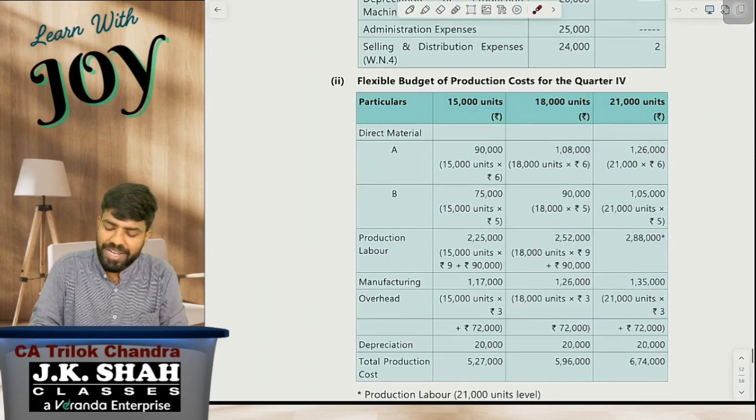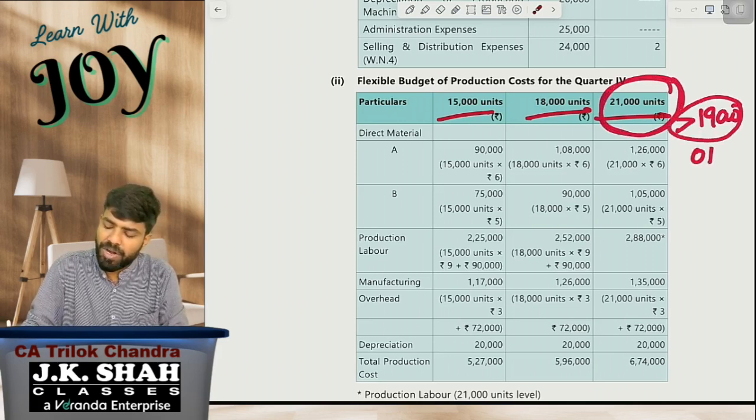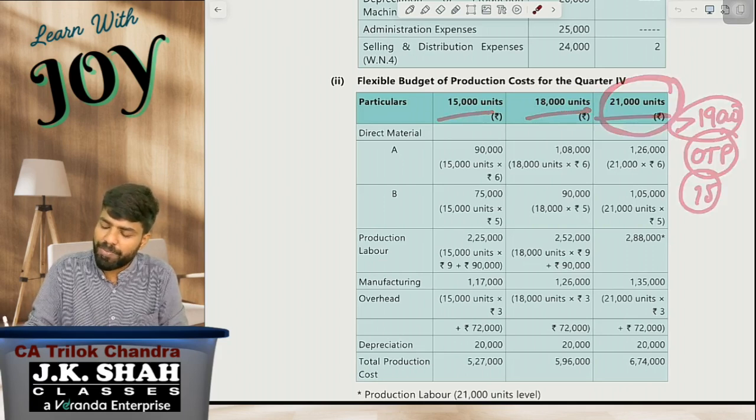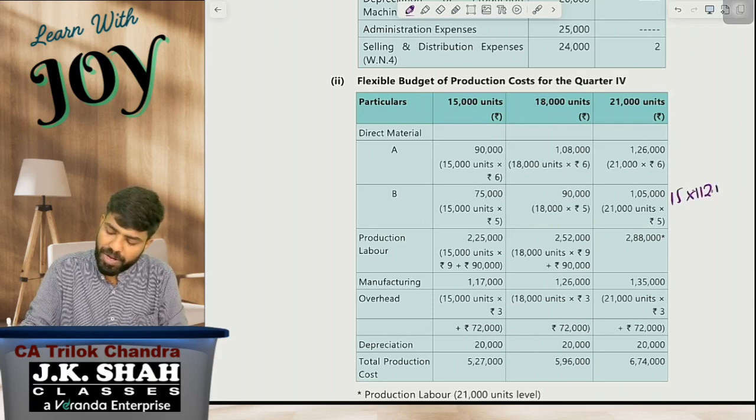Next, flexible budget for production cost of quarter 4: 15,000 units, 18,000 units, 21,000 units. Please be careful with the 21,000 units because it is more than 19,000. We have to take the overtime premium, which is at the rate of 15 rupees in the old case. When it comes to new, 15 into 112.5% into 80%.